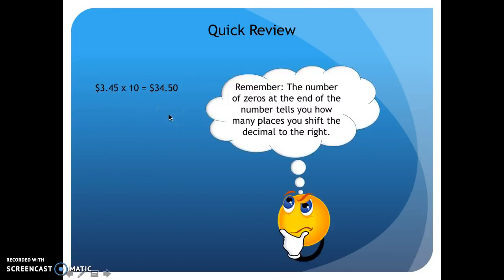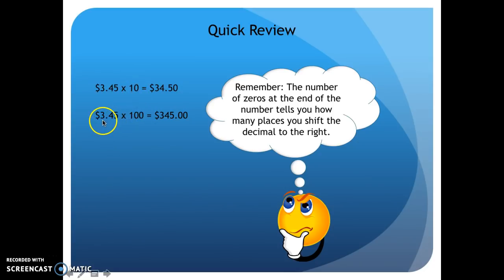All right, continuing on. Here is a quick review of what we did a couple lessons ago. Remembering that when you multiply by 10, you're moving your decimal one place to the right. So $3.45 times 10 ends up being $34.50. We can't just tack a zero on the end this time because we've got some numbers to the right of the decimal. Remember, the number of zeros at the end of the number tells you how many places to shift your decimal to the right.